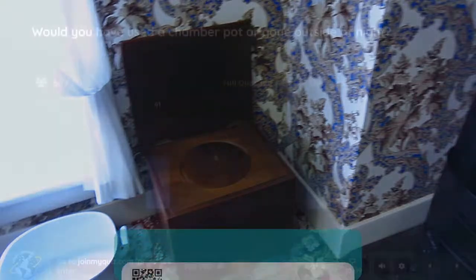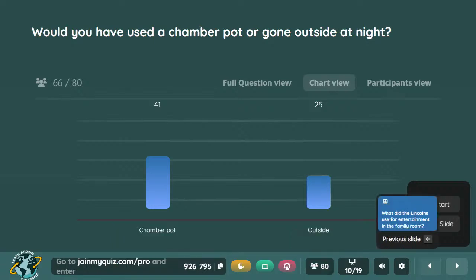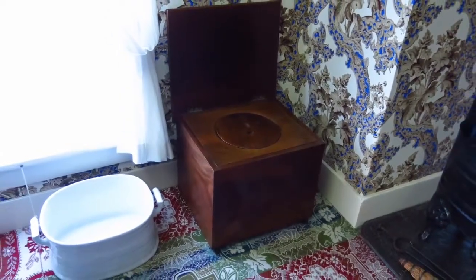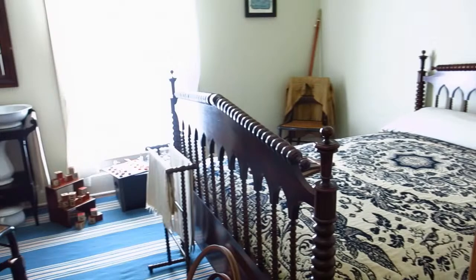All right, so it's almost a tie there. A lot of people are going to take the chamber pot, as we see there. And some people are like, no way, I'm still going outside. I don't care how dark it is. So when we come back here and continue our walk around, you can also see that little bath pan. So that's how you take baths as well.